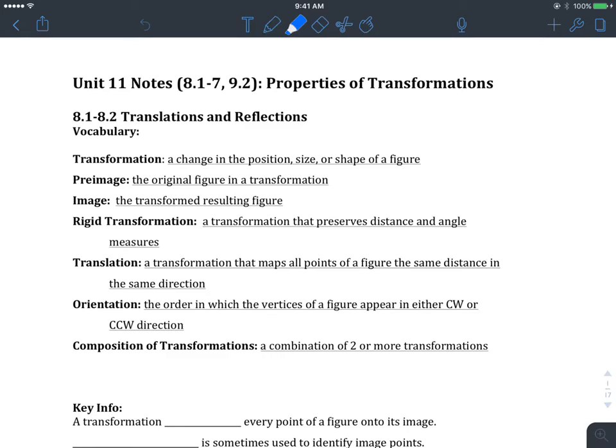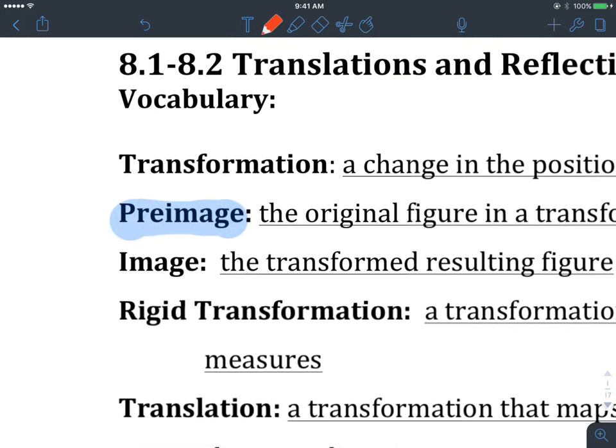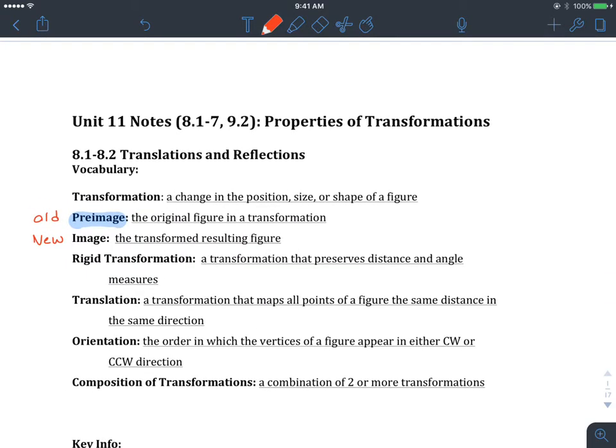Got two things here. Pre-image, this is the old figure. Always call them the old or the new. And then the image, that's the new figure. Okay, you got different types of transformations.